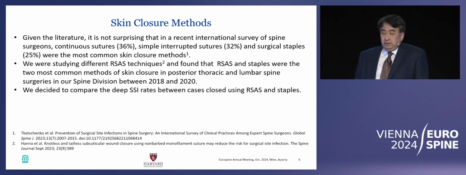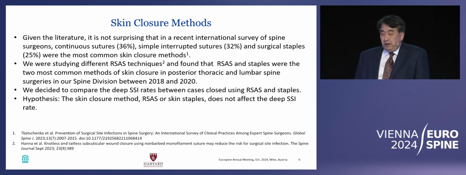While studying different wound closure techniques, we found that subcuticular sutures and staples were the two most common methods of skin closure in posterior thoracic and lumbar spine surgery in our spine division between 2018 and 2020. So we decided to compare the infection rates between cases closed using subcuticular sutures and staples. Our hypothesis was that the skin closure method does not affect the deep surgical site infection rate.